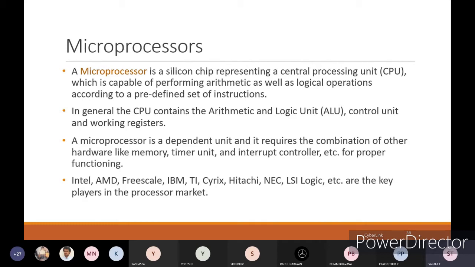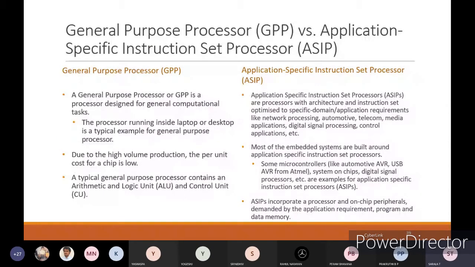You can see some examples of popular processors available in the market: Intel, AMD, Freescale, IBM, TI, Cyrix, Hitachi, NEC, LSI Logic, etc., are the key players in the processor market. These are the main processor makers you can see in the market. You can see the difference between general purpose processors and application specific instruction set processors, ASIPs.